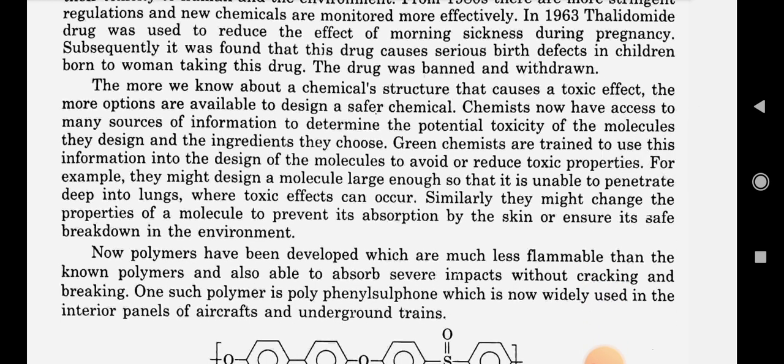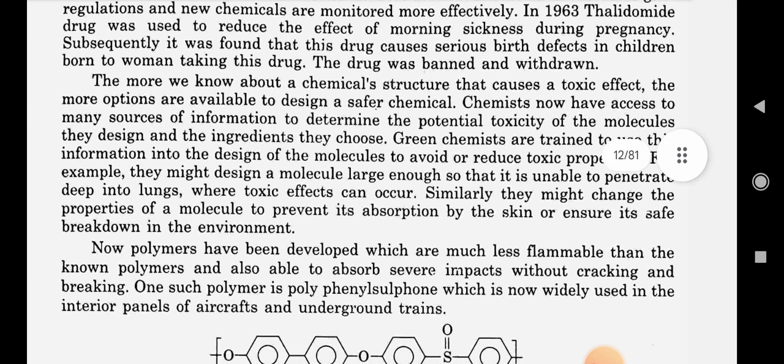In 1963, the thalidomide drug was used to reduce the effect of morning sickness during pregnancy. Subsequently, it was found that this drug causes serious birth defects in children born to women taking it. The drug was banned and withdrawn.